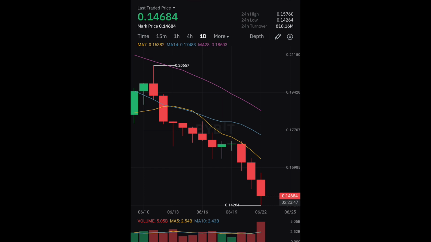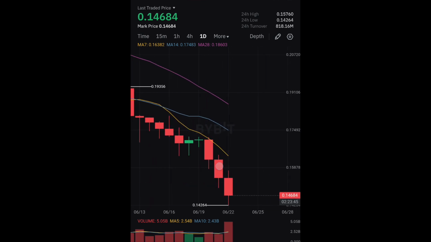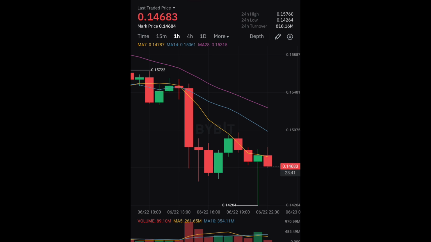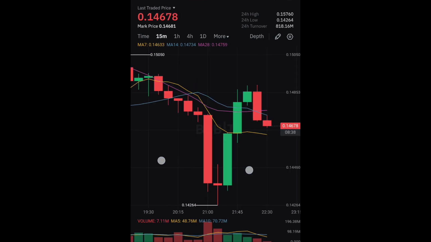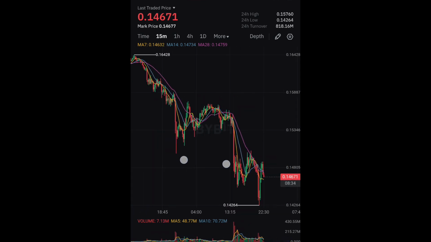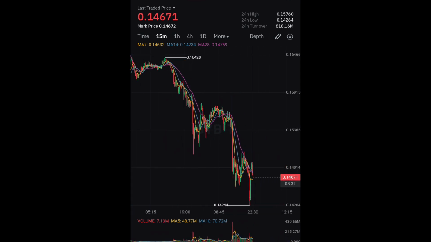Let me put it on 1 day. Each of these candlesticks now represents 1 day. Let me put it on 1 hour. Each of these candlesticks represents 1 hour. 15 minutes, the same thing. Each of these candlesticks represents 15 minutes. You can see that each time I put them on a higher time frame, the pattern changes.